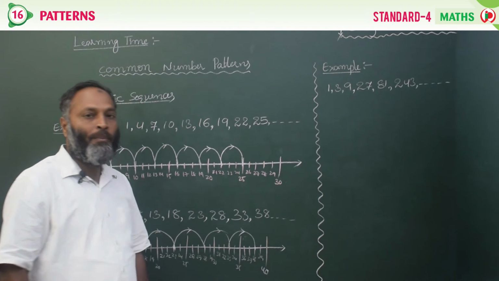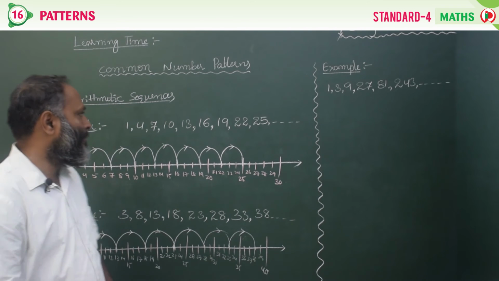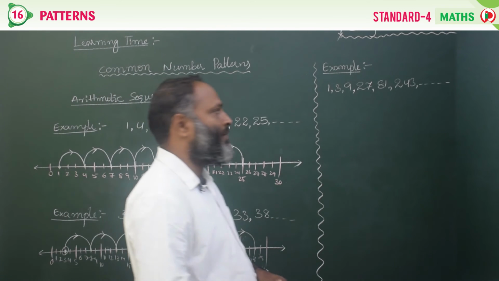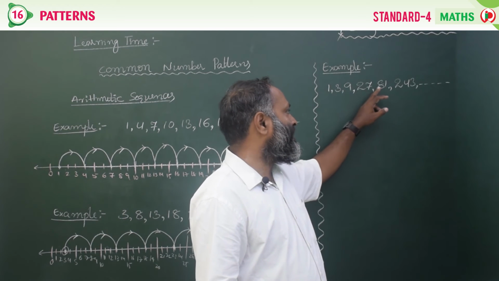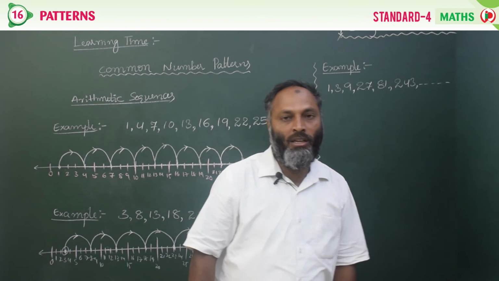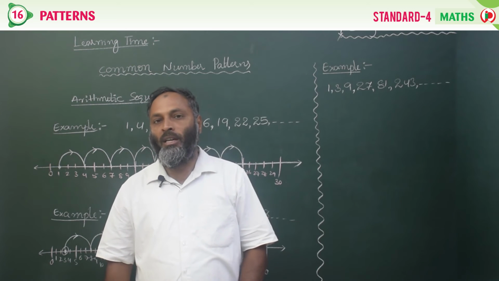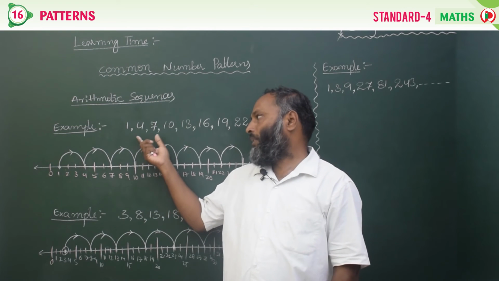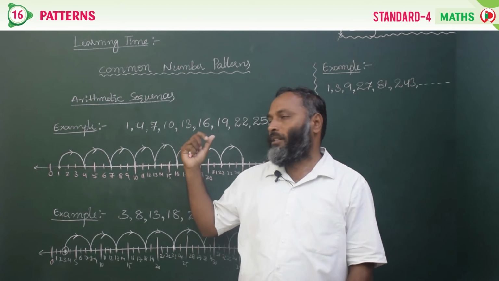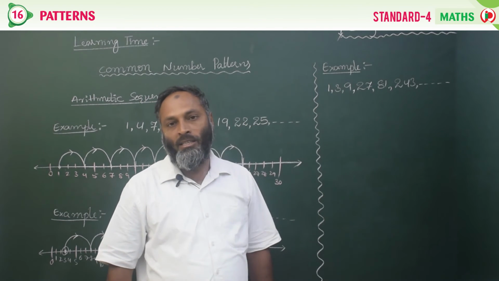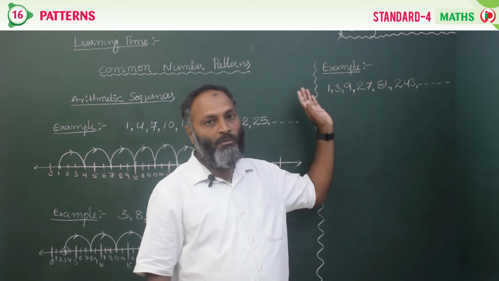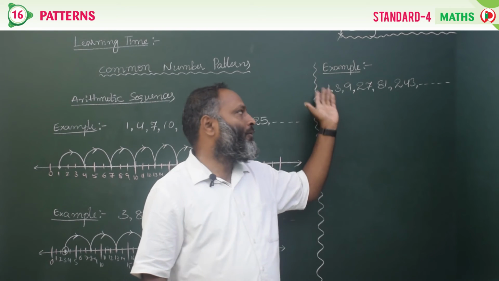Now, in the third example, what is the sequence given here? 1, 3, 9, 27, 81, 243. This sequence is given here. Here there is no addition; by seeing it we can tell. By adding the same numeral, we won't get the next term.